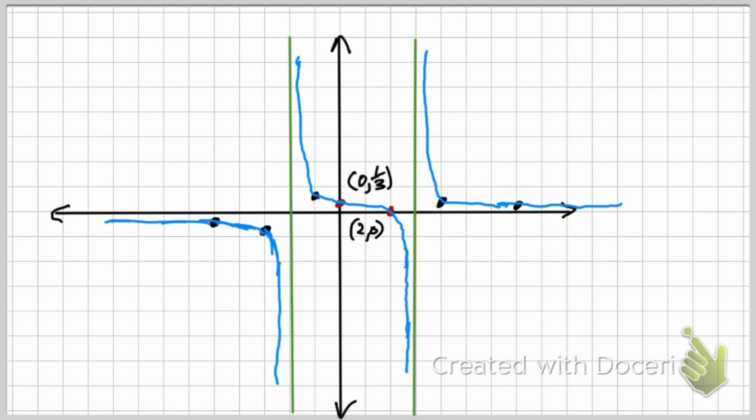Now, y'all remember, we're doing sketches. We're not plotting a bunch of points. We're just using the techniques of using asymptotes, y-intercepts, x-intercepts, and any other information we need just to see what the curve is doing. So there's example 1.